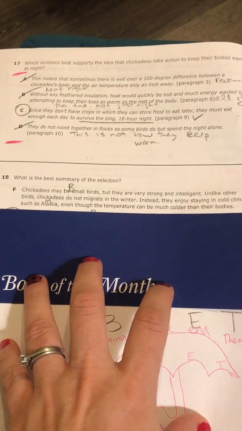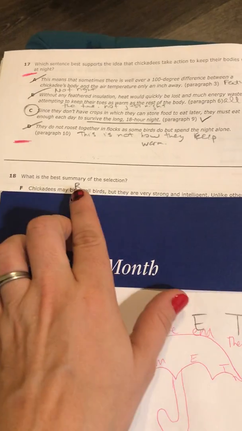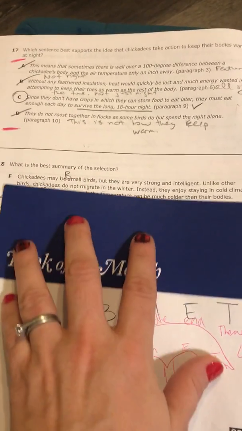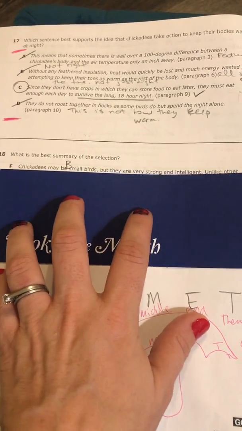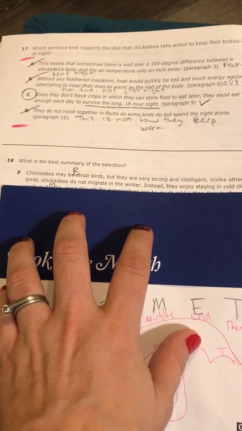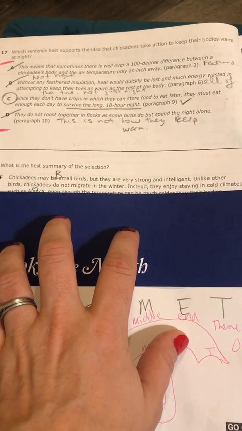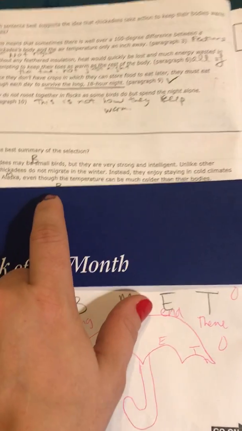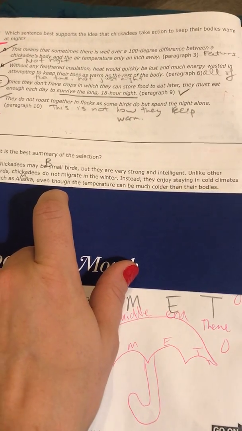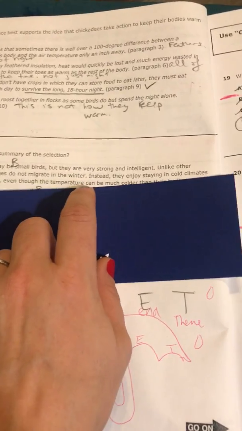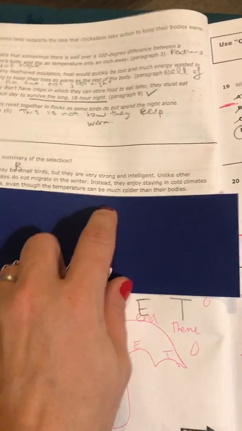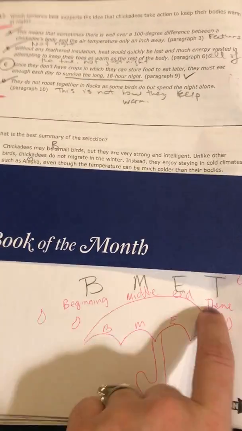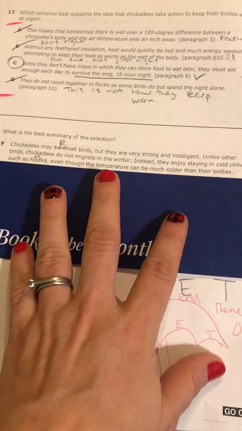Okay, well, this one has some problems because this is from the beginning of the excerpt. This is from the middle of the excerpt, but a lot of the stuff in this answer choice is totally off track because it's not about them enjoying staying in cold climates, right? It is how they stay warm when the weather is cold. And this one totally misses the mark. So it does not have that theme that we need. And it doesn't have the end of the story as well.